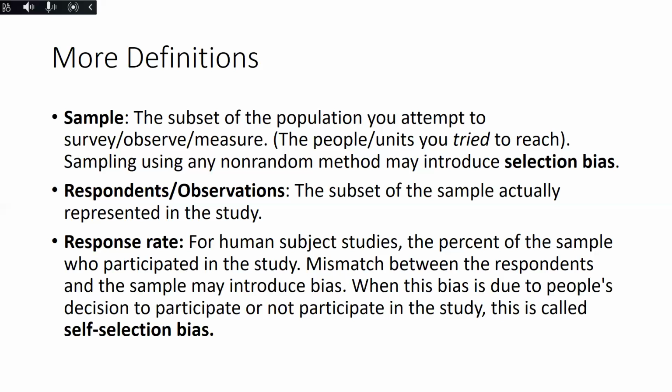Now, when we figure out how many people were in our sample and how many of them actually responded, that's going to be our response rate. And if there are a lot of people who didn't participate and we have a really low response rate, it's possible that we may have some bias in our study depending on why people chose not to participate. So that's one of the things we want to watch out for. But anytime people are choosing for themselves not to participate in the study, that's a self-selection bias, and we need to watch out for that as well.